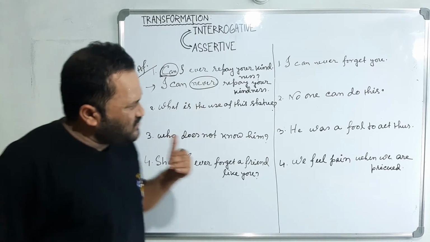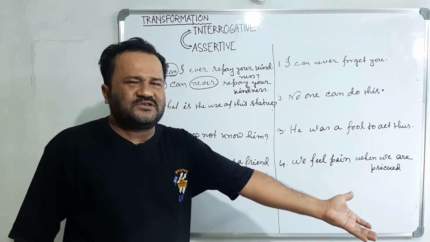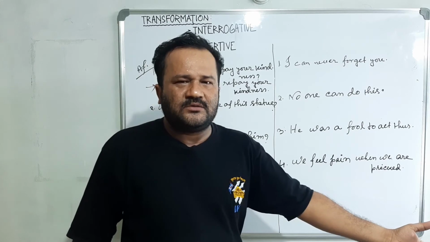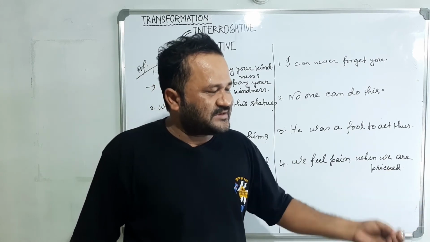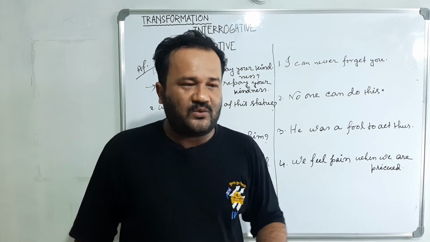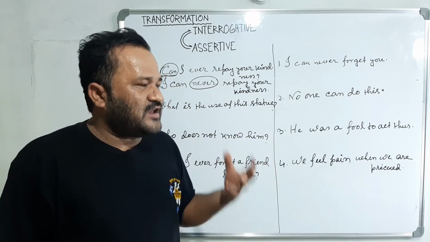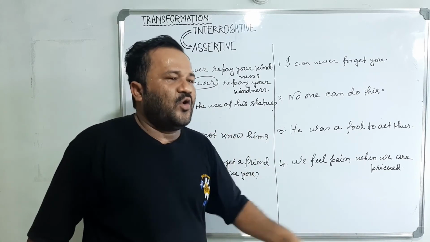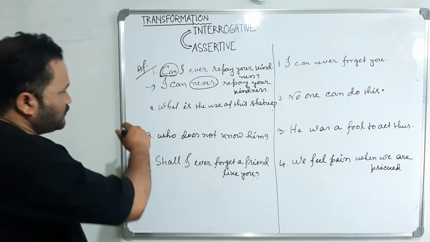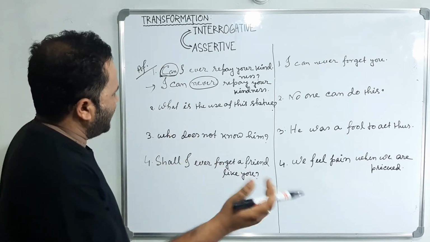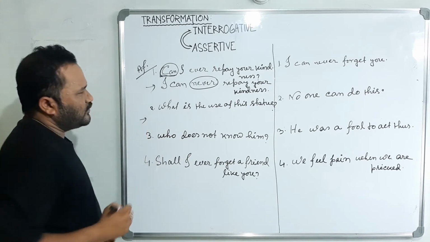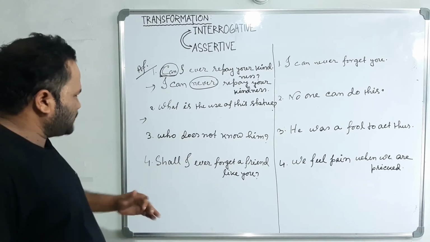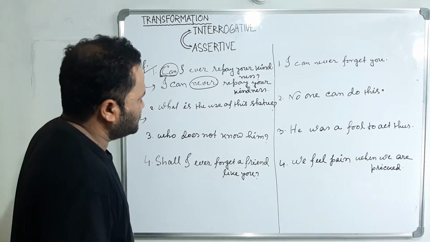Now, what is the use of this statue? It is useless. So, if I ask the question, what is the use of this statue? I don't ask you to tell me what those uses of the statue are. No. Actually, I mean that there is no use of this statue. So when there is no subject, you have to introduce an introductory "there".